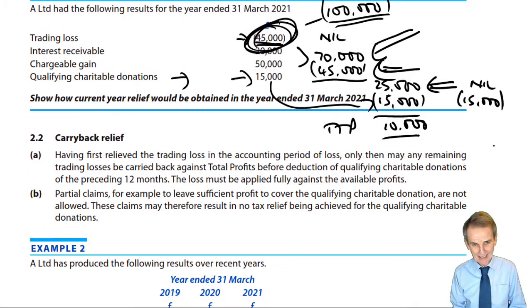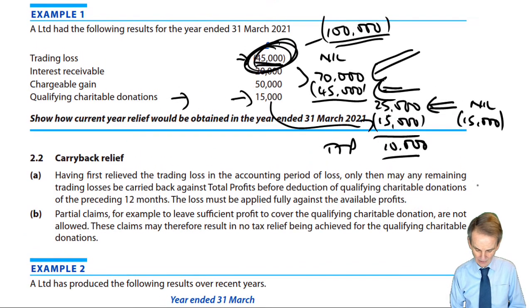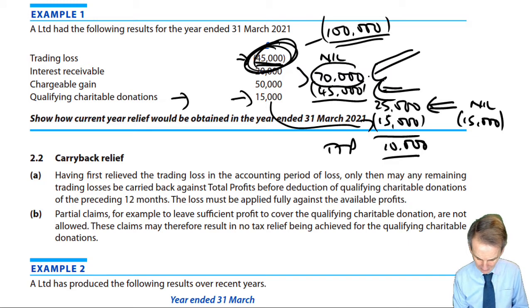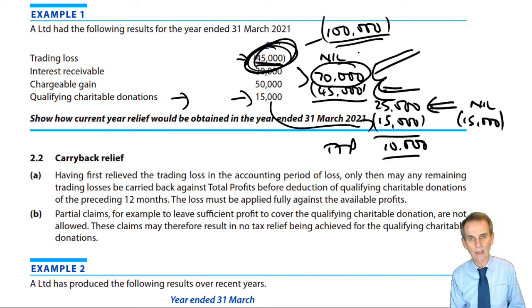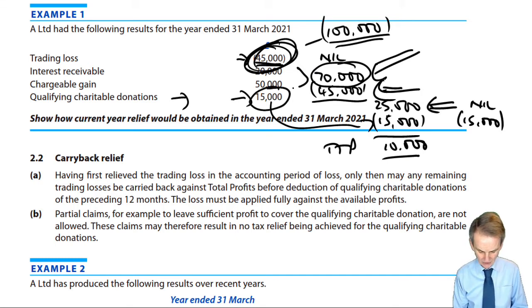With the loss as it was of 45,000, it was all used in the current period, and there was no wastage of the donations paid. If we had £100,000 of loss, then the current period claim would have to be against the full total profits of 70. That would leave 30,000 left over. That 30,000 would be available for carry back. But in so making that current period claim, we would have wasted the deduction of those donations.